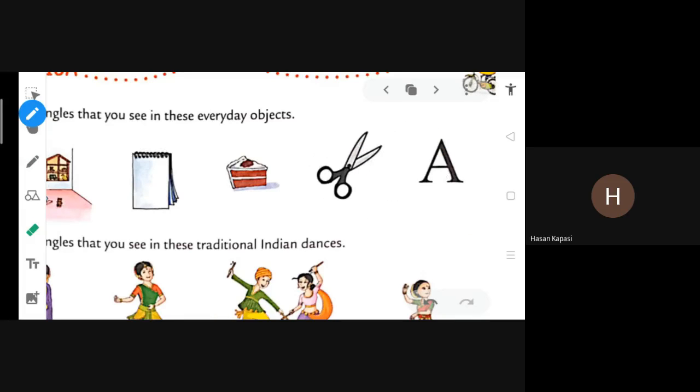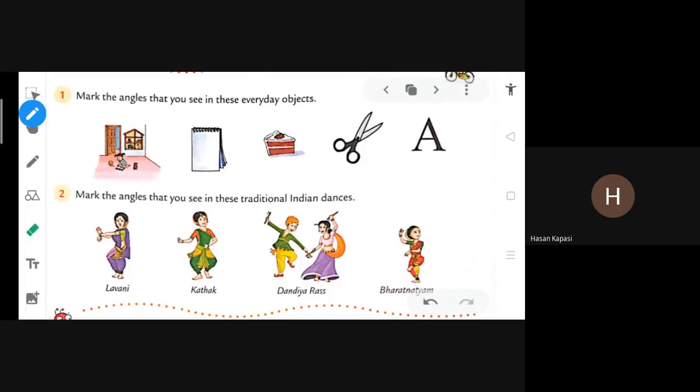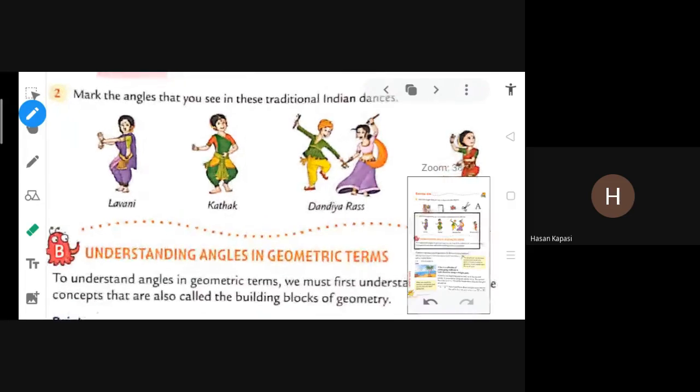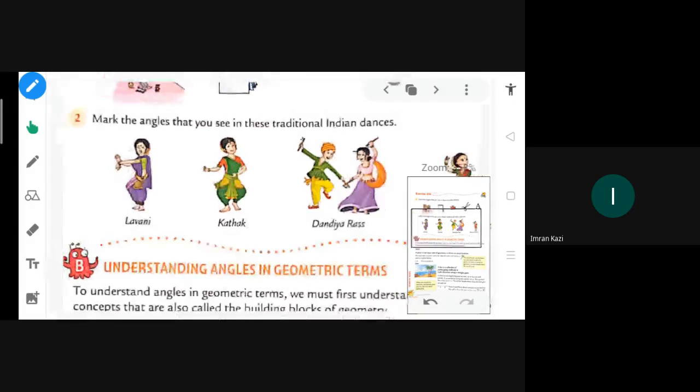Okay, understood? Those who have done, I think Ghazi and Hassan, they both only have the textbook, so they have only done. And the next question also, those who have the textbook can only do. So now in the next question, I'm explaining. Those who don't have the textbook, just watch. Those who have the textbook, they can mark in the textbook.